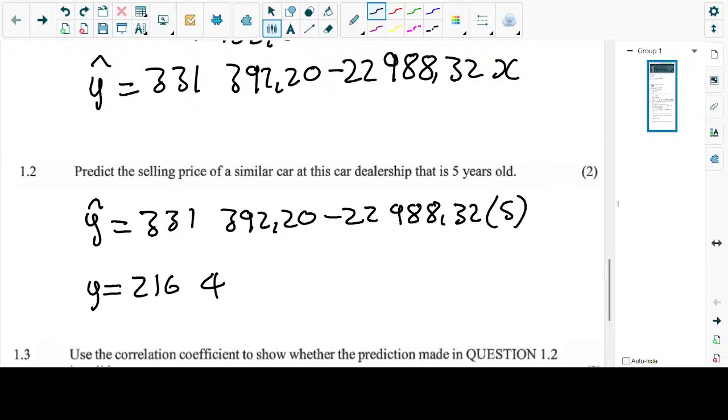Let me check, let me confirm this. 216,450.6. So if it's 5 years, it's still expensive. So that means you're going to put these two in our marking. We're going to take them at the same time and then put them in our marking.